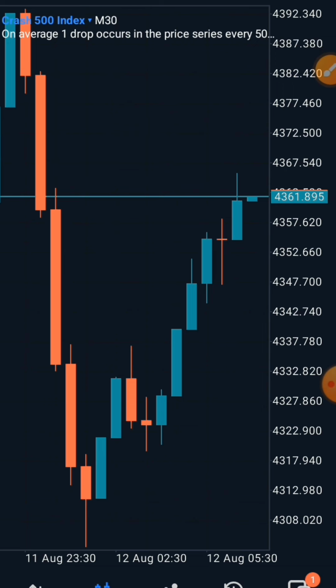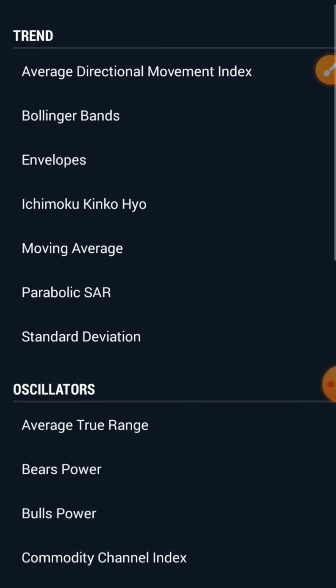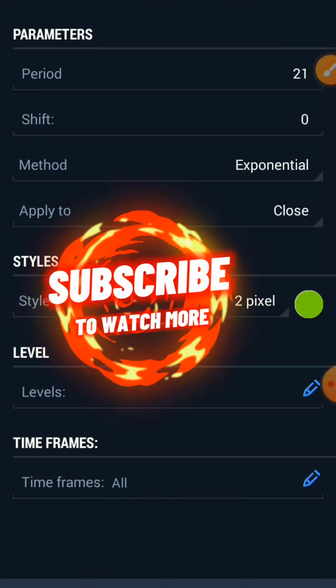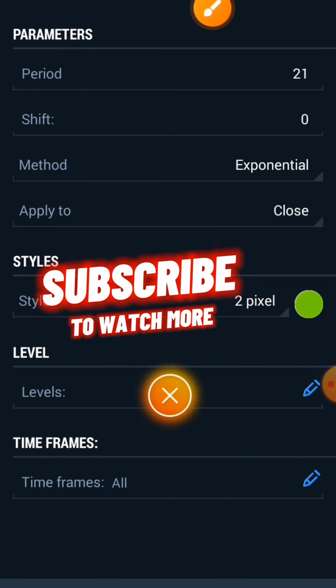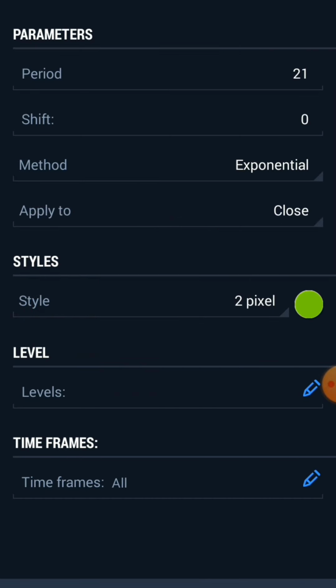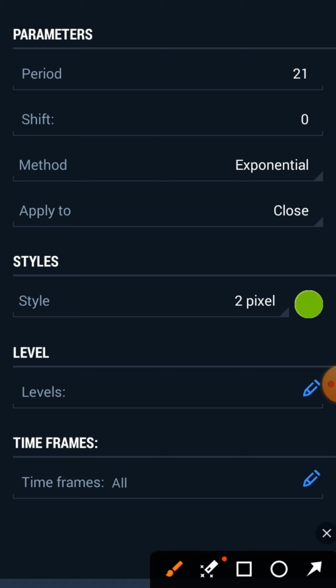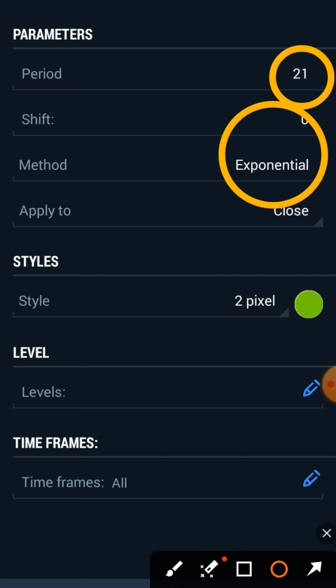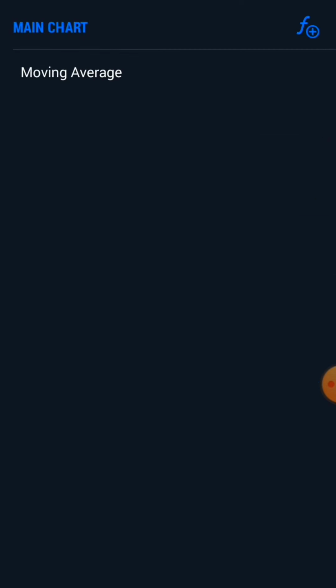Now let's go down. When you want to place a trade, let's add this indicator. Please go to the main chart, look for moving average. When you have the moving average, please take this thing as I am putting it. This is moving average 21. Look at it, 21. Please add exponential, then apply this thing to close. Good. So let's go back to it.